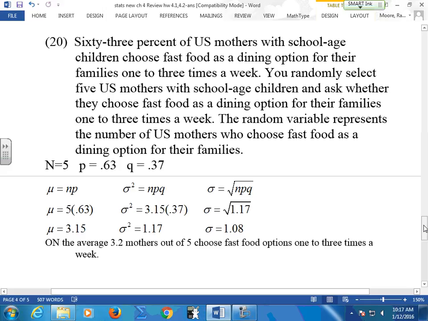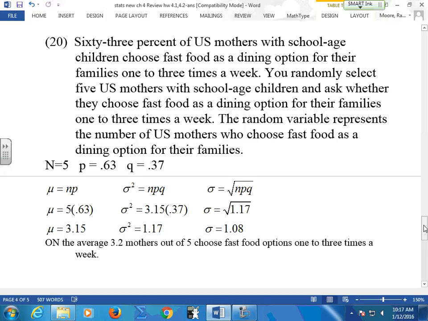Okay. The last one, 63% of U.S. mothers of school-age children choose fast food as a dining option for their families 1 to 3 times a week. That I find is very high. You randomly select 5 U.S. mothers with school-age children and ask them if that's what they do. Choose it 1 to 3 times a week. The 1 to 3 does not have any bearing on your probability. It's just the scenario part. So your random variable is from 0 to 5.